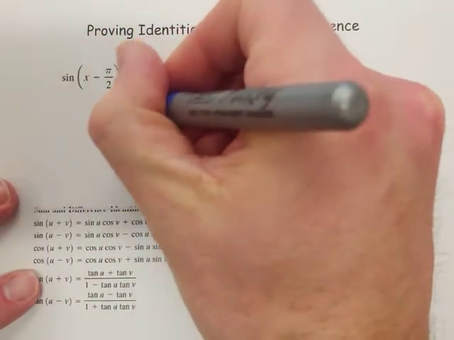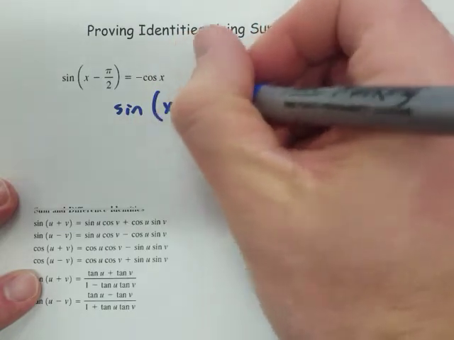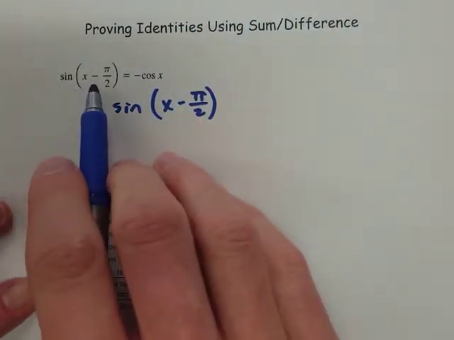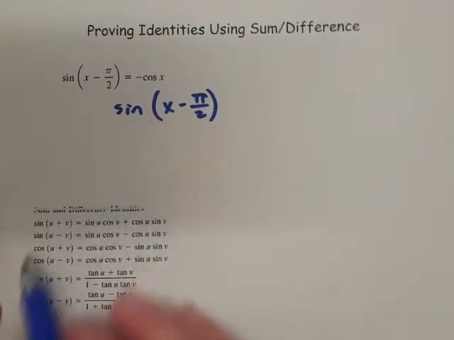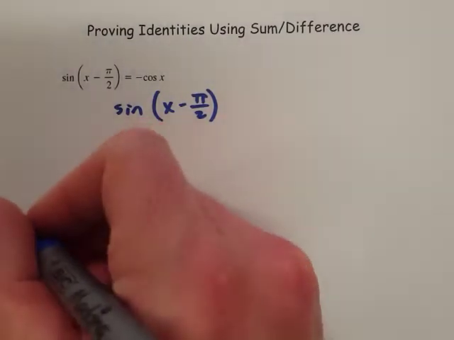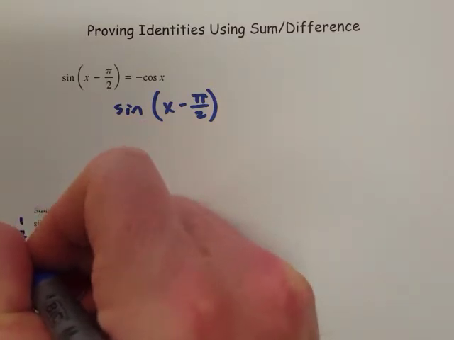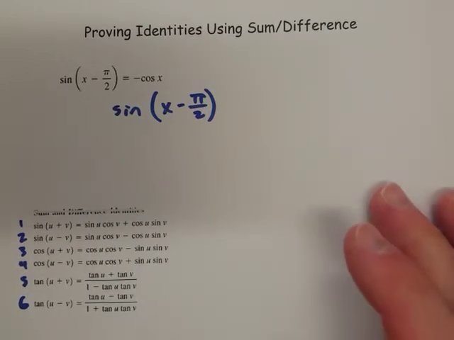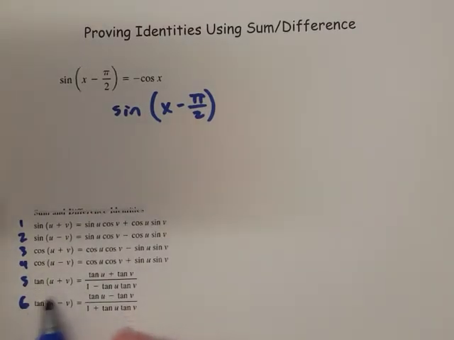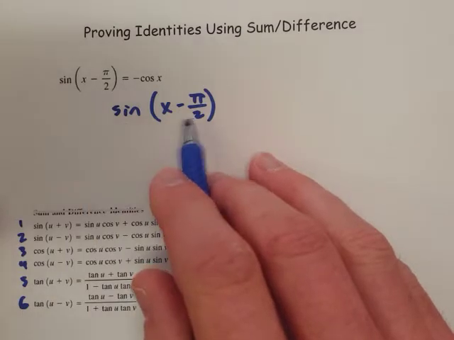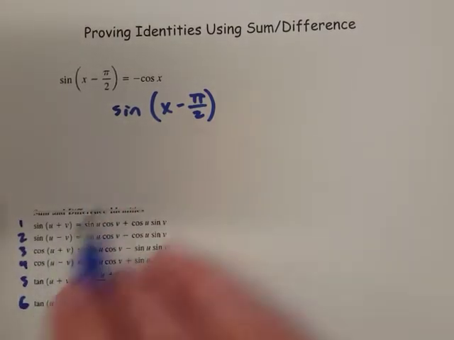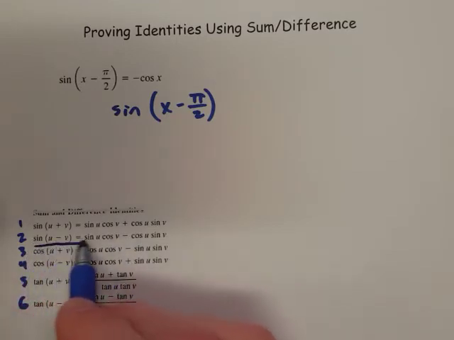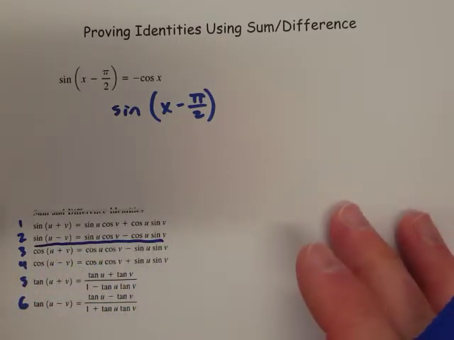So I want to start with sine of x minus pi over 2, because that one can easily be plugged into one of these 6 sum or difference formulas. So like last time, I'll number them as 1, 2, 3, 4, 5, 6. And we're going to decide which ones they are. Now obviously we're not talking about tangent. This is a sine one, so we're either using 1 or 2. Since we have a minus in the middle, looks like we're using number 2. So this is our identity for this particular case.